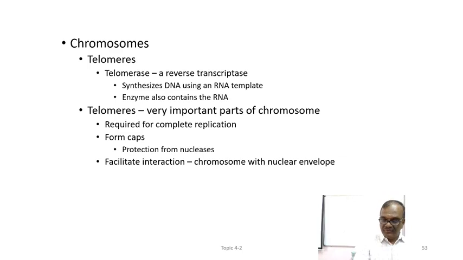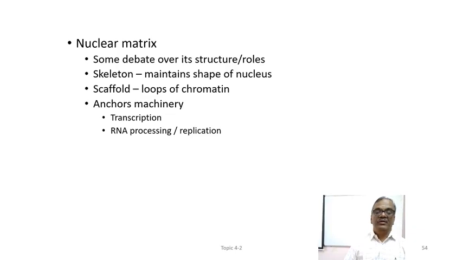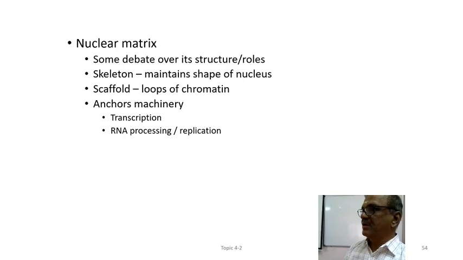Then the nuclear matrix. There is a matrix like the cytoplasmic matrix, so what is the matrix present in the nucleus? It is the skeleton that maintains the shape of the nucleus, with a lot of scaffolds. The scaffolds are mostly loops of chromatin, and they are involved in transcription, RNA processing, as well as replication.